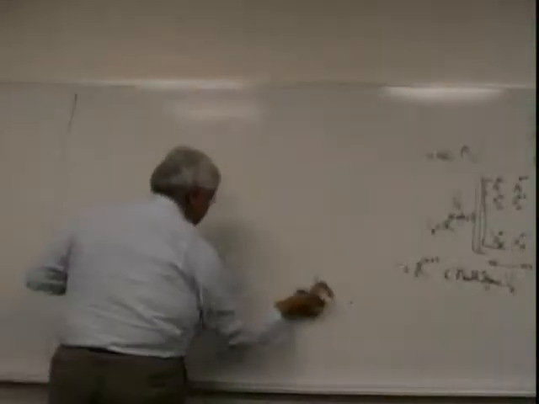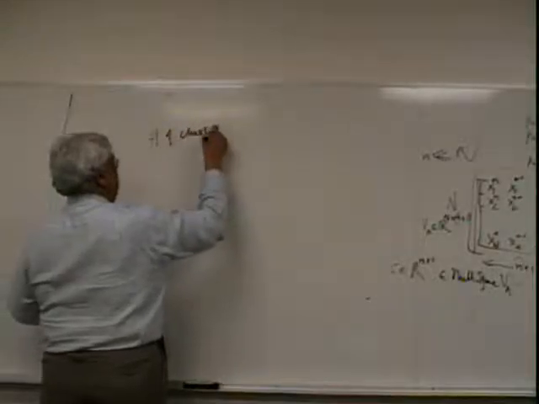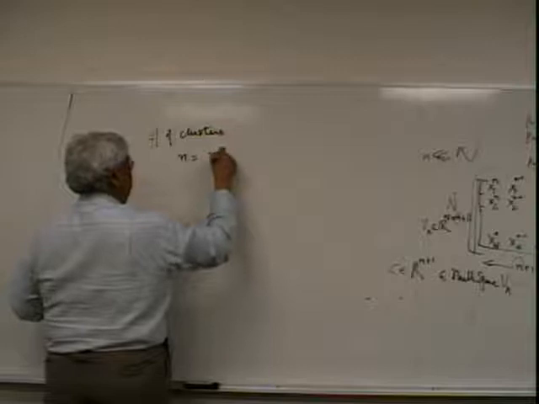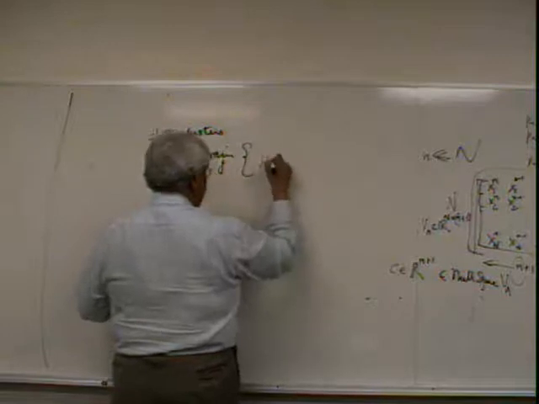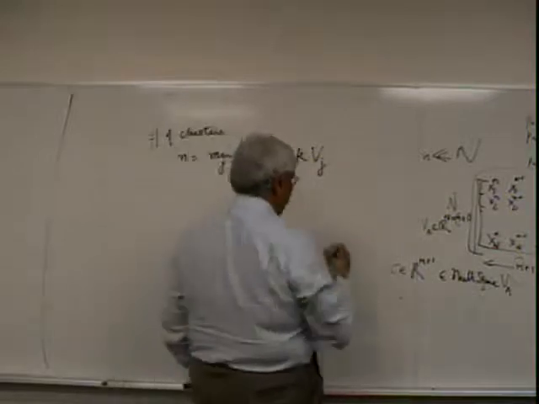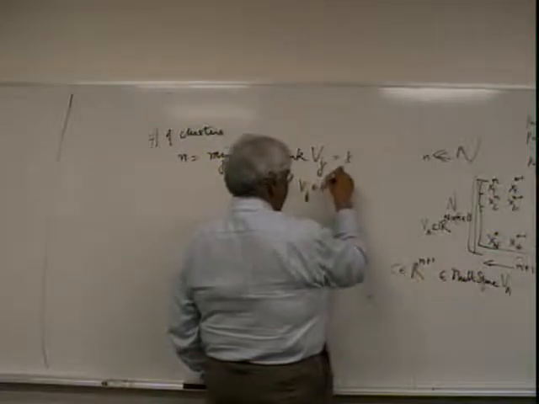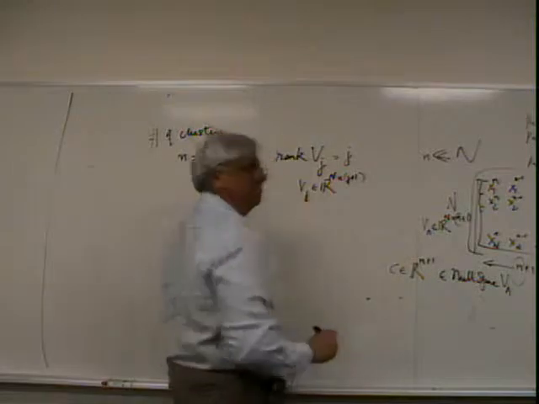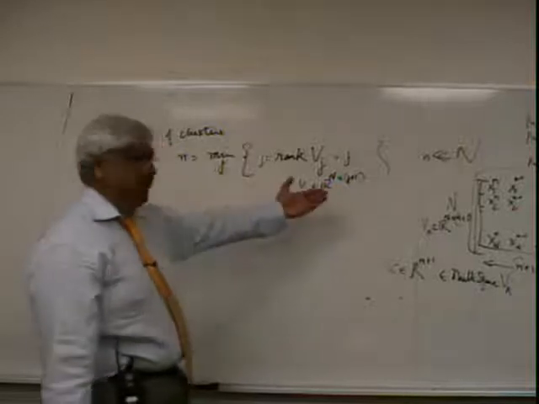It says the minimum value of j, the formula for the number of clusters, n, equals the minimum over j of the value of j at which the rank of Vj becomes equal to j. Recall that Vj is a matrix that belongs to n cross j plus 1. So it drops by 1. It can't be any bigger than j plus 1.